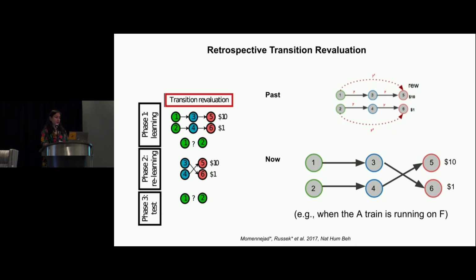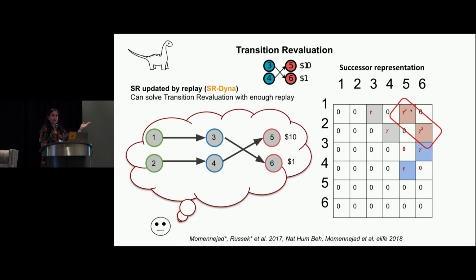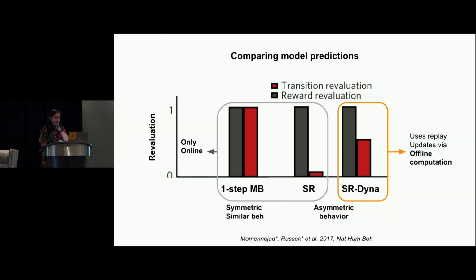It cannot. Who thinks dinosaur can solve this? Yes, it can. Thank you for people in the back participating. So it's true. The successor representation on its own can't solve it because it's grandfathering a multi-step relationship between 1 and 5. It hasn't gone back to 1 to update it. However, if you're updating it via replay and virtually navigating them, you can kind of see that it works.